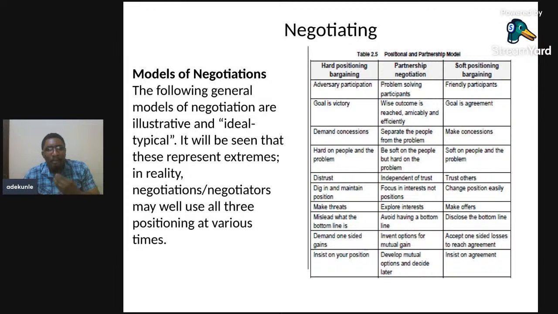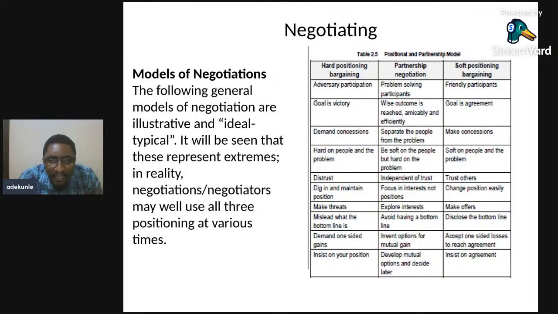But when your goal is partnership and collaboration, instead of going for victory, you ask what outcome we can amicably reach together, because your goal is to partner and not to drive a hard bargain. Instead of being hard on people, you are soft on them, but hard on the problem. In hard bargaining, there is always distrust, because you don't trust those people. But if you go for a partnership, you are independent of trust. You can look at it on this chart.